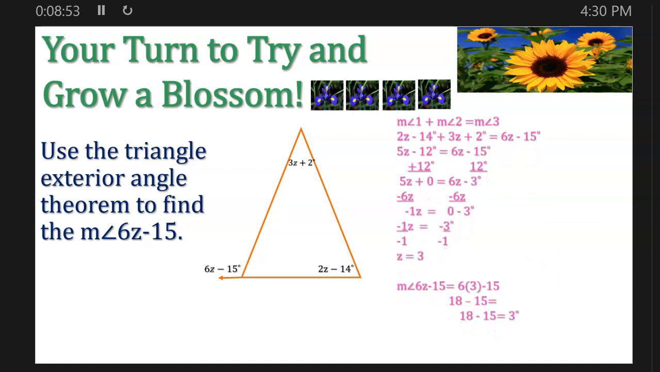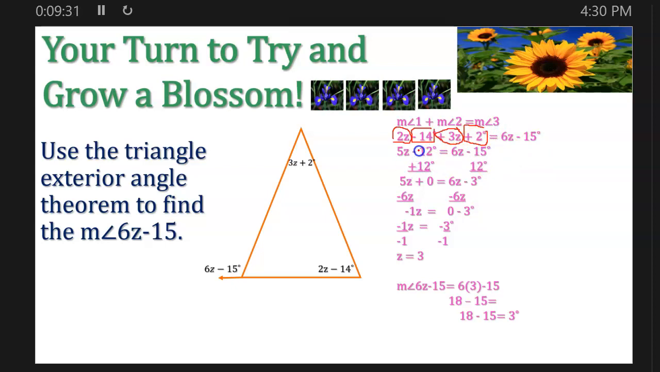All right, so here we have the measure of angle 1 and 2, which are these remote interior angles, added together equaling this exterior angle on the outside, 6z minus 15, which is the one we're trying to find. We need to solve for z first, so we're going to combine our like terms, the 2z and the 3z together is going to get me this 5z, and then the negative 14 and the positive 2 gives me negative 12. Okay, the right side hasn't changed yet, so it's still 6z minus 15.